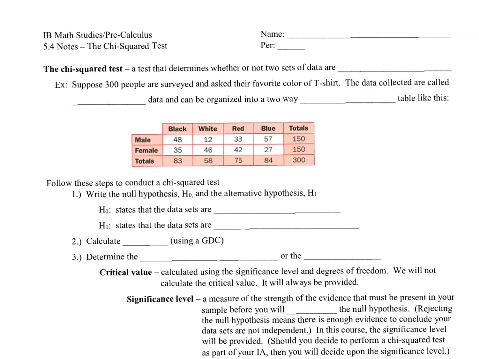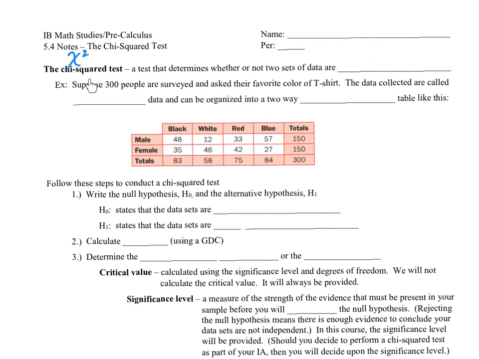Hello, Math Studies students. Let's take a look at our 5.4 notes, the chi-squared test. Okay, before we talk about what the chi-squared test is, let's talk about the symbol we use for chi. It kind of looks like a fancy capital X, and then of course we put an exponent of 2. That's how we will write the symbol we'll use for the chi-squared test.